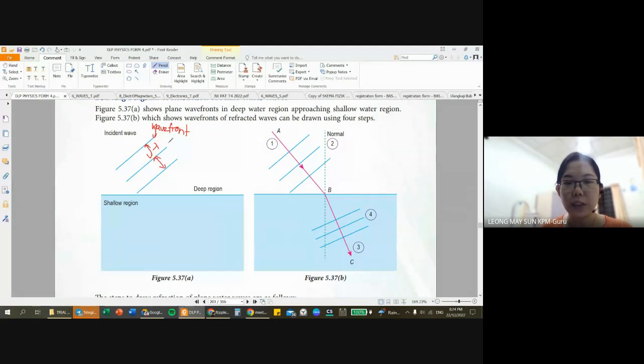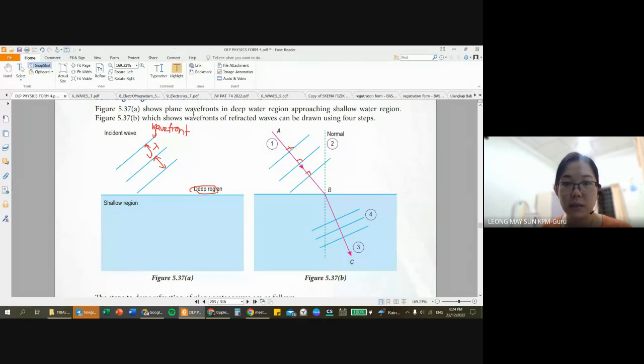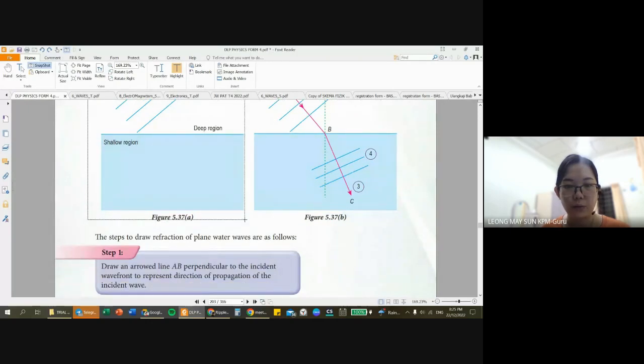Then the first thing you need to do is draw the normal line. You draw the normal line, dotted line first. After that, you draw an arrow perpendicular to the wavefronts. This arrow must be 90 degrees to the wavefronts. And then when it moves from deep region to shallow region, it should move closer towards the normal. So you don't have to measure the angle. What I normally do, let me see if I can screenshot this and bring it over to PowerPoint. Then maybe you guys can have a step by step on how to draw this.